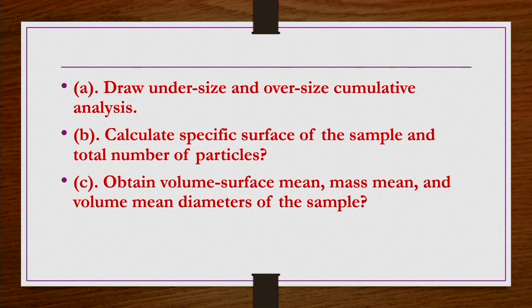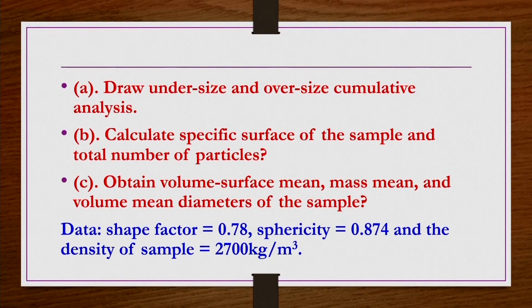It is quite similar to one of the previous problems that we have already seen, but in addition to that problem we have to draw the undersize and oversize cumulative analysis as well. For this problem the shape factor and sphericity are required, which are given here as 0.78 and 0.874 respectively, and the density of the sample is 2700 kg per meter cube.